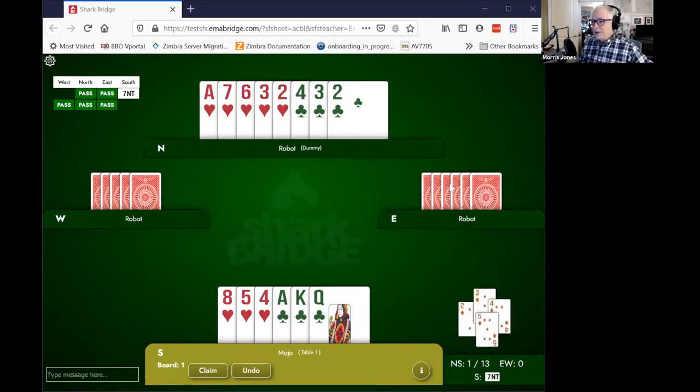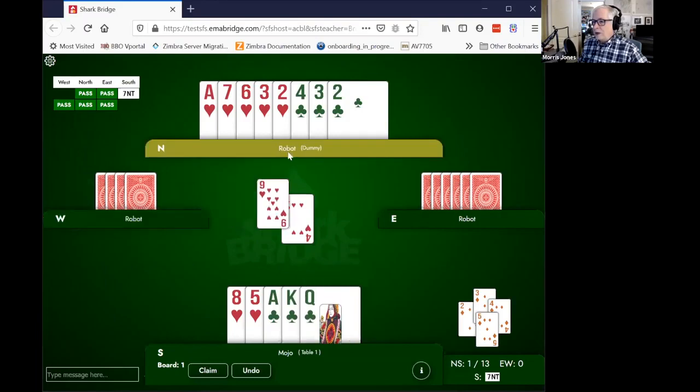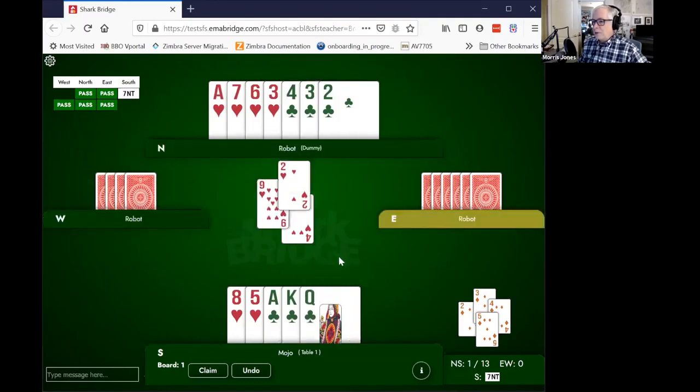This one's kind of interesting. Once again, we have exactly 1 entry to the dummy, and we have a good chance of winning 3 tricks in the heart suit if the opponents' cards break 3-2. So what are we going to do? We're going to duck twice. Going to give them the first one. They'll lead back a club.